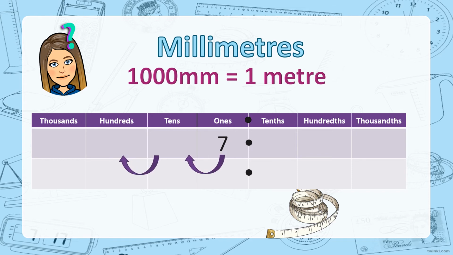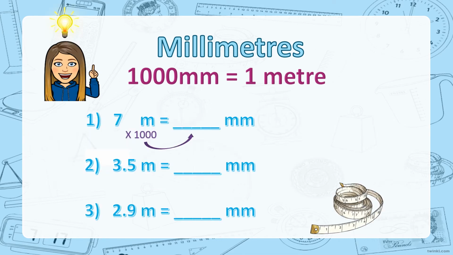1, 2, 3. Our 7 will end up here. We need to put our placeholders in to make sure that we have the right number. Our placeholders are in place now, and we can see that 7 multiplied by 1000 is 7000. We now have our answer to question number 1. 7 metres equals 7,000 millimetres.